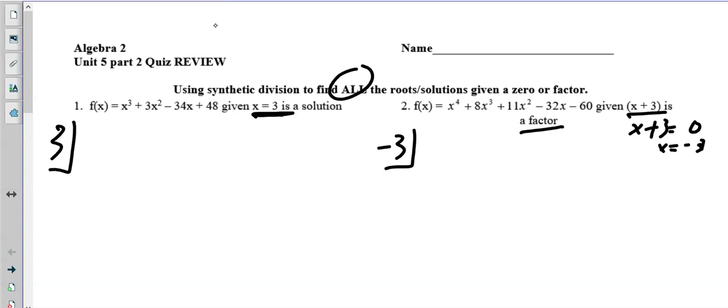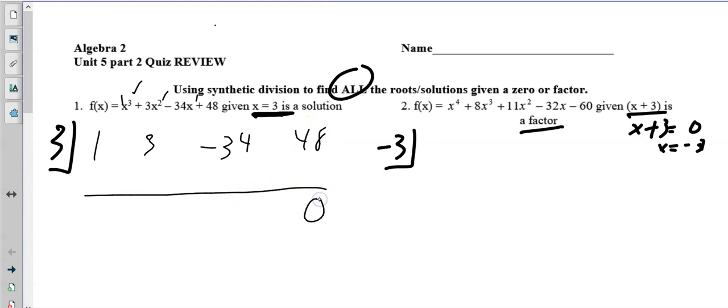So back to number 1. We start off and look at this as a 3. So we have 3, 2, 1, and none. So we're good to go. So the coefficient 1, coefficient of my x squared, coefficient of my x, and my constant. Now, remember, I should end up with a 0 here because I know this is a solution. If I don't end up with a 0, I made a mistake.